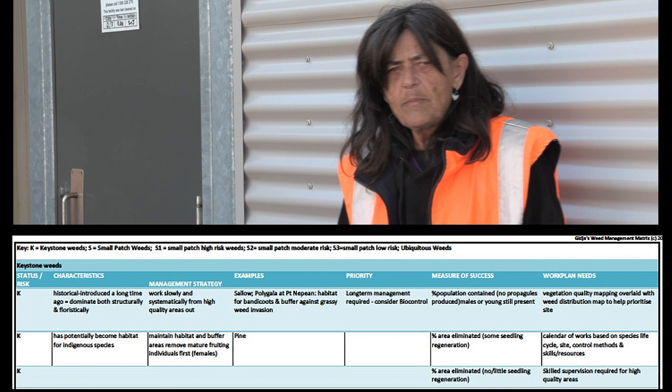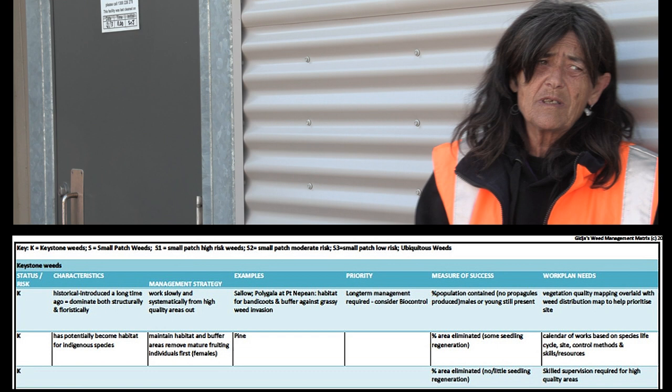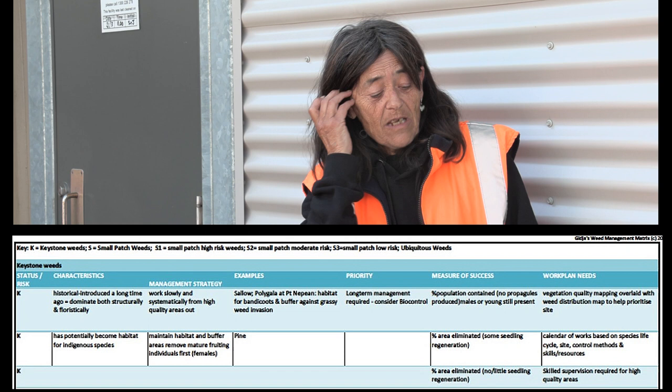And the same on Arthur's Seat. We've got it on the front of Arthur's Seat down at Anthony's Nose. It's on the Brighton Dunes. It's right across the Ballarine. It doesn't belong. People keep planting it because they think it belongs. So that's good to be aware of.